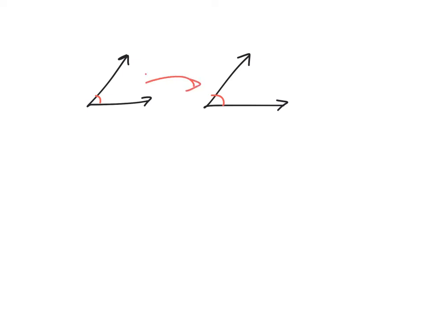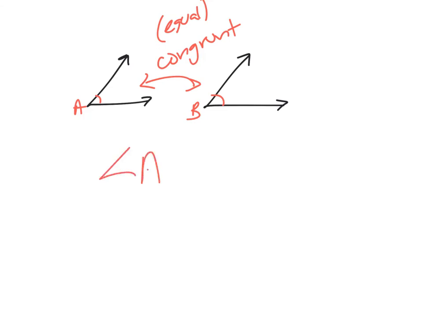So this means that they are congruent, and congruent is a fancy word for equal. That means they're equal to each other. If this is labeled angle A and angle B, you would say angle A is congruent to angle B. Congruent is just an equal sign with the fancy squiggly on top. Okay? That is it. That is your lesson.